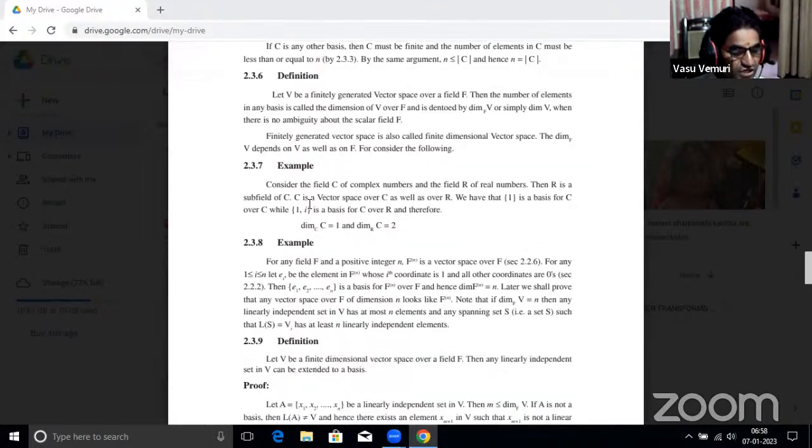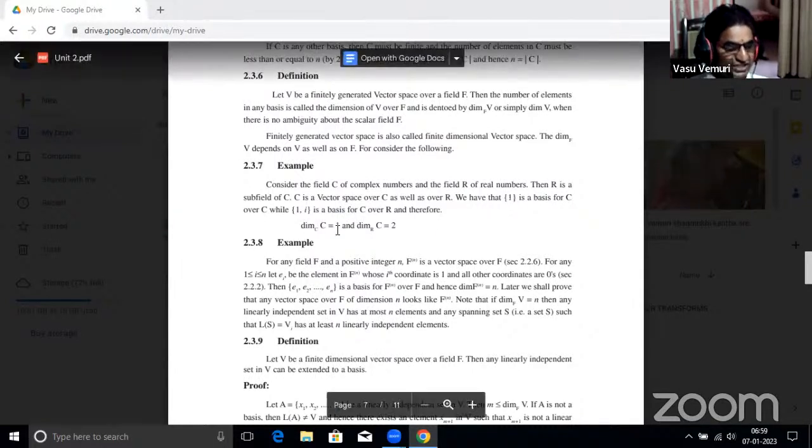Okay, that's enough. Now see one example. Students, listen carefully. Take the vector space of complex numbers over the complex numbers. The dimension of C over the complex numbers: only one element exists in the basis. The singleton element 1 is the basis for C. Only one basis element is there.